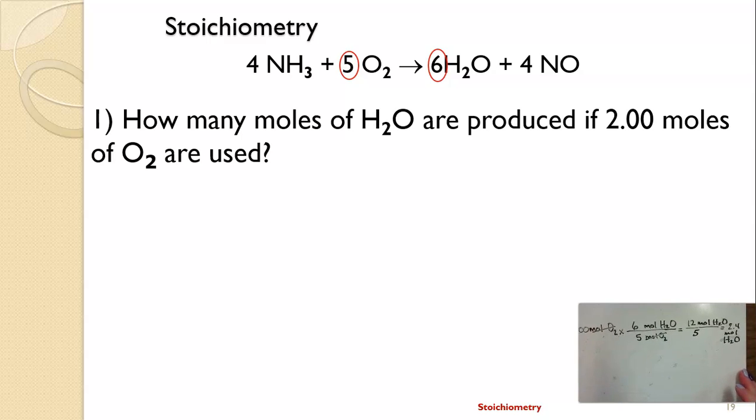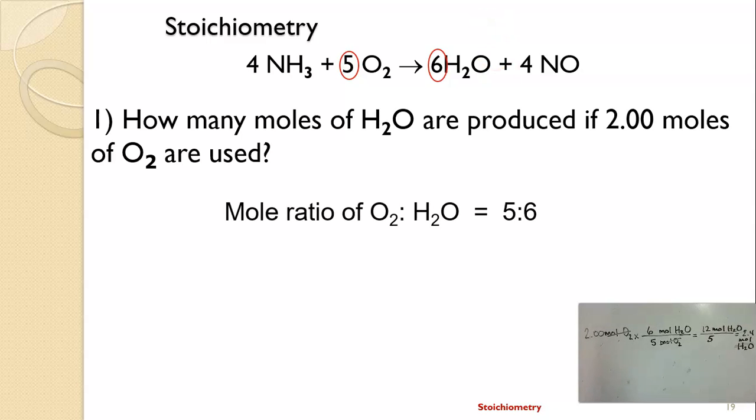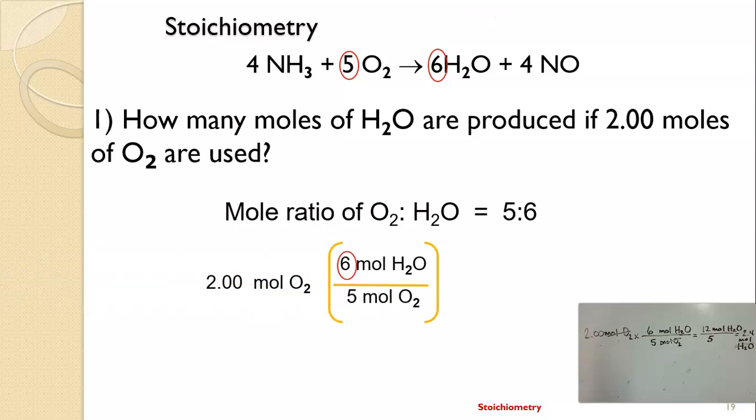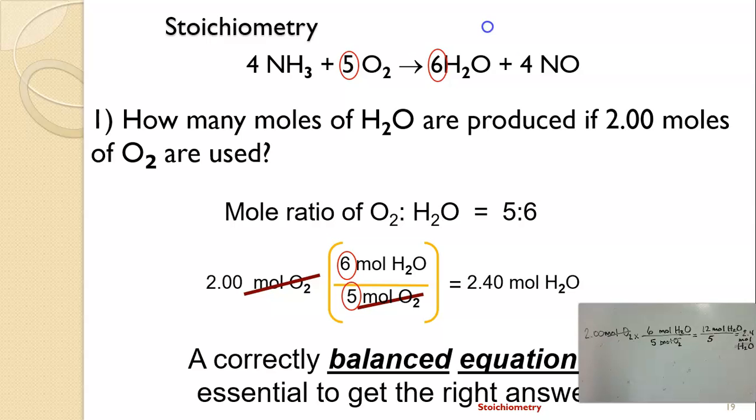Okay, see how I set up the problem? Trying to get the whole thing in there for you. Okay, mole ratio is of oxygen to water, 5 to 6. 2 moles of oxygen. See what I did? Same thing I did on my whiteboard down here. Okay, I use that mole ratio to my advantage, and then I multiply 2 times 6, because I multiply everything in the numerator, and I divide by what's in the denominator, which is 5 in this case. 2.4 moles of water.